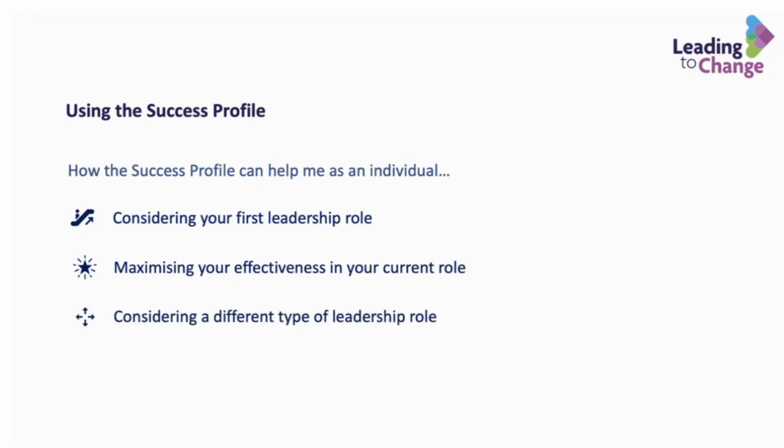And then the third group is those who are considering a different type of leadership role. What's particularly important for those of you thinking about making this change is understanding what's different, what might be expected from you that would be different from what you're doing currently, and how you can get a sense of the areas that you might need to get greater exposure to feel confident to make that change.